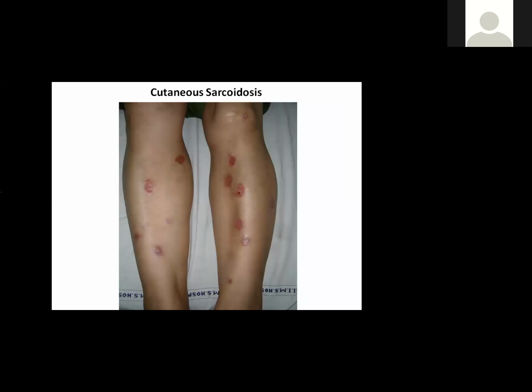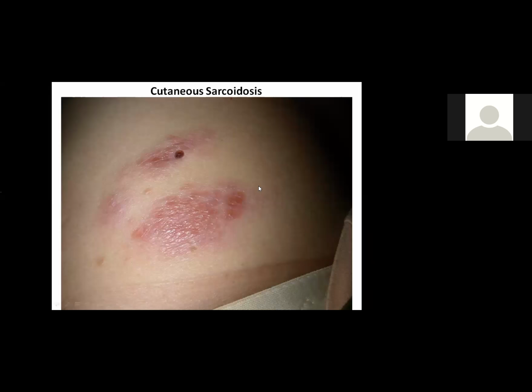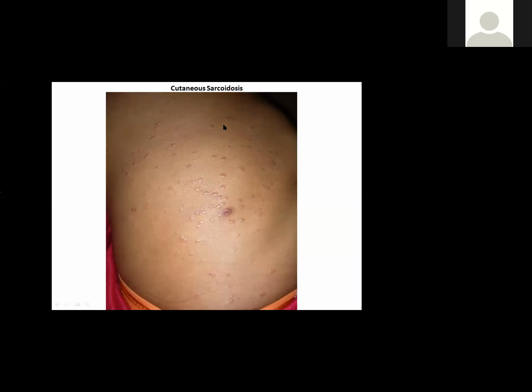Now, these are a series of cases of cutaneous sarcoidosis that I saw. For example, this case with erythematous, fairly elevated plaques on the anterior aspect of the legs. These plaques formed by coalescence of papules on the trunk. This disseminated papular sarcoidosis again appreciated on the trunk.